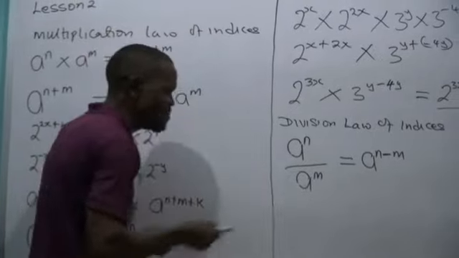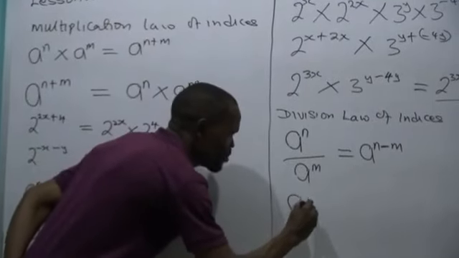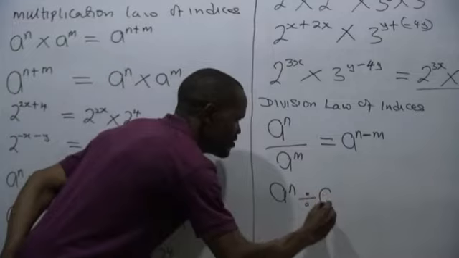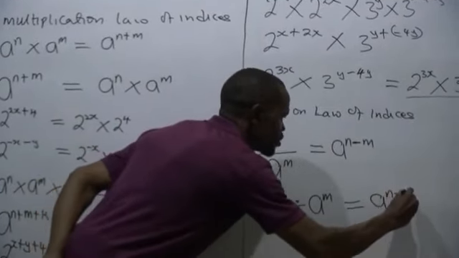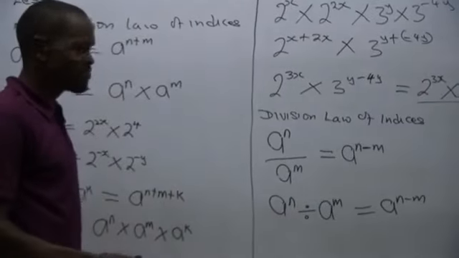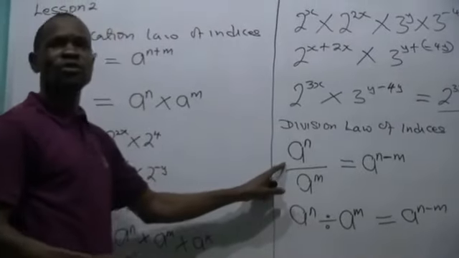And this formula can be stated this way. A raised to power n divided by A raised to power m. And it simply means what? A raised to power n minus m. That's another way I can state this formula. These and these are the same.